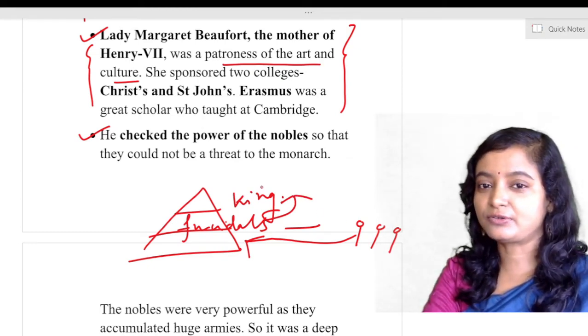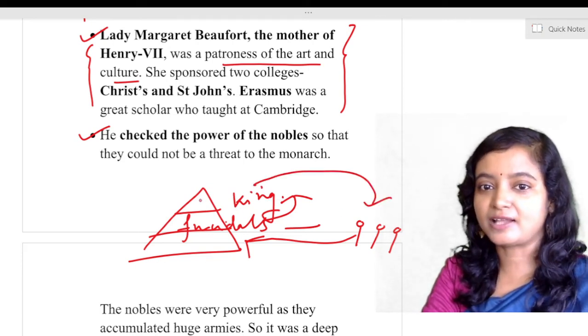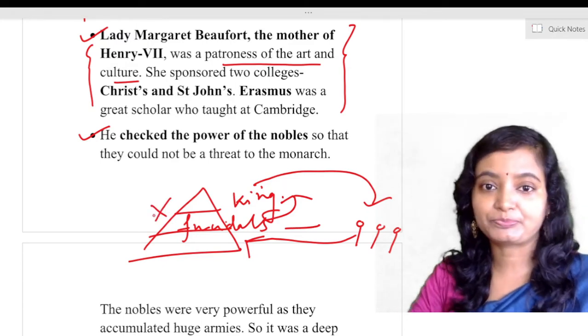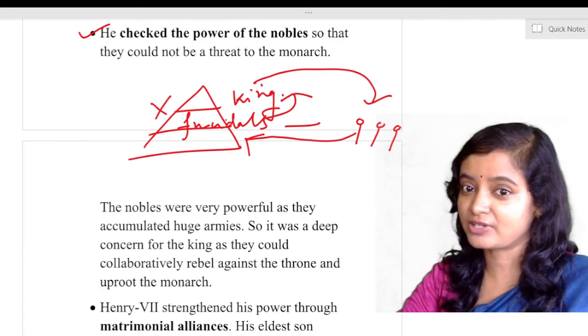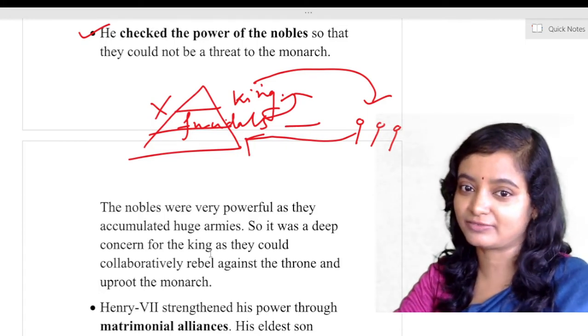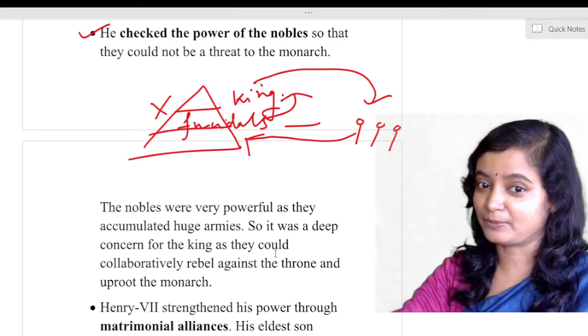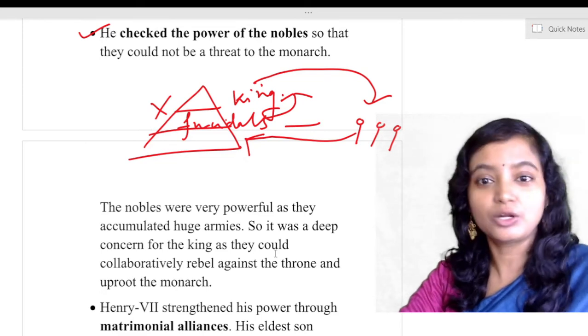So kings tried to make a direct relationship with the army, and checked and curbed the power of the feudal lords. The nobles were very powerful as they accumulated huge armies, so it was a deep concern for the king as they could collaboratively rebel against the throne and uproot the monarch. So it is an important part for Henry-VII to check the power of the nobles.